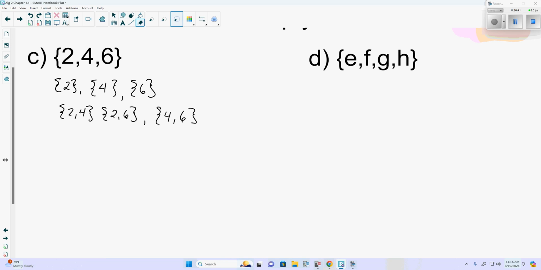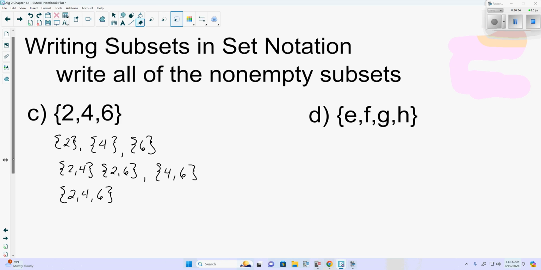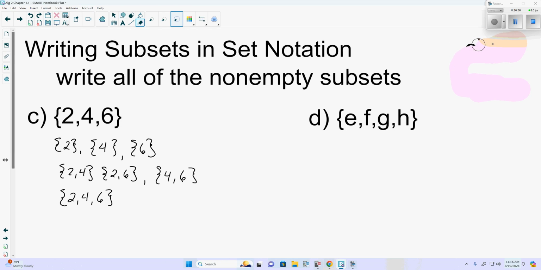Now we can do groups of 3, which is just 2, 4, 6. Yeah, that should be 1, 2, 3. Yeah, that is 7. There should be 7. Yep.